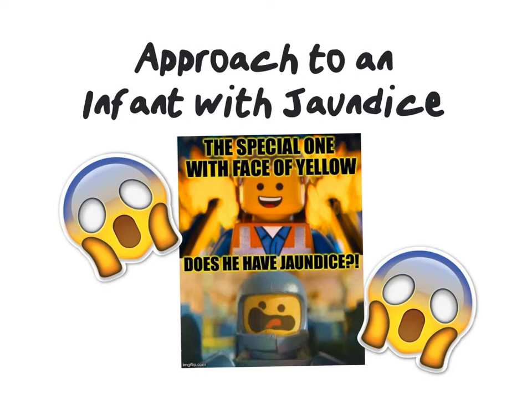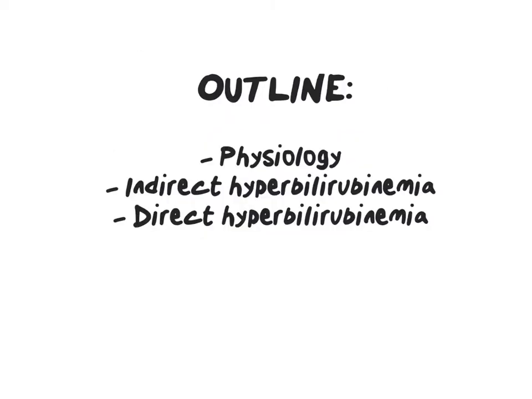Hey friends, so today we're going to talk about hyperbilirubinemia in babies. So this occurs in infants who, within the first week of life, appear yellow. We'll go through the different types of hyperbilirubinemia and then what type of testing you should consider getting, if any. So first we'll talk about the physiology of bilirubin, how it's formed, and then we'll talk about the different pathologies, specifically indirect and then direct hyperbilirubinemia.